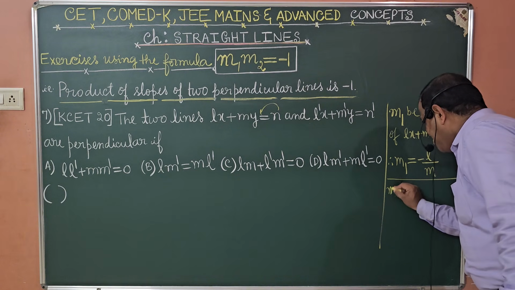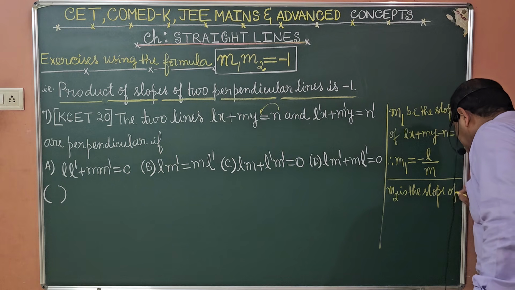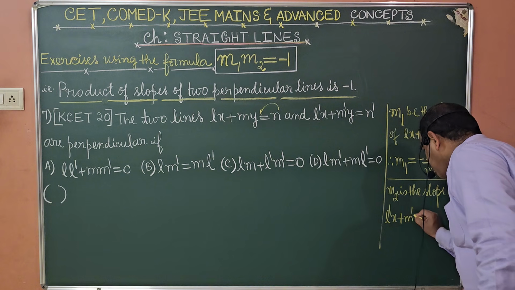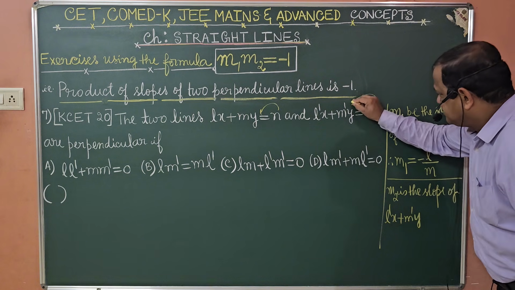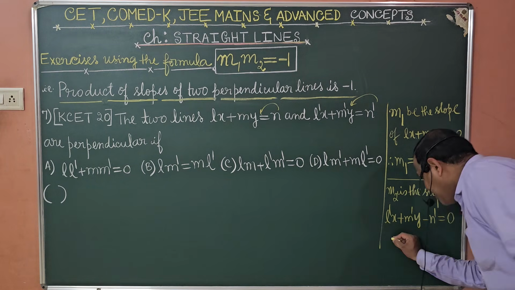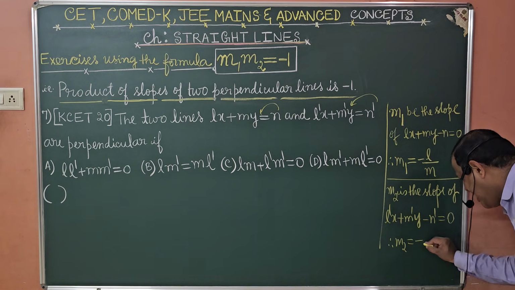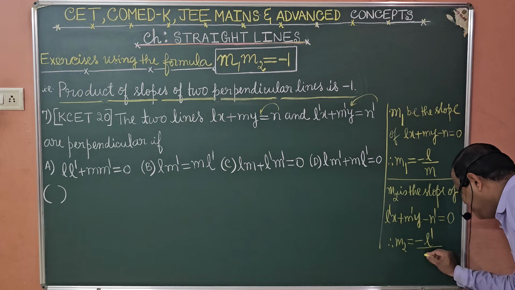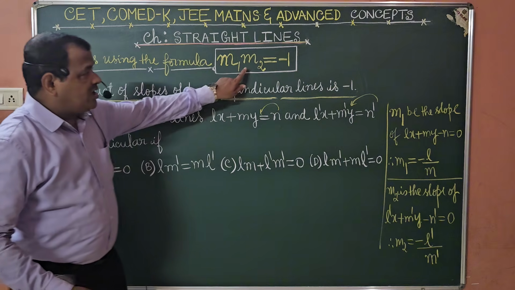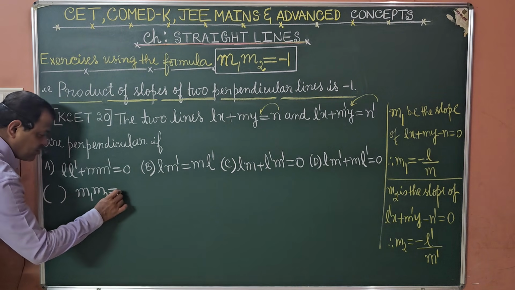Similarly, there is M2, which is the slope of the second given line. Second line is L'x plus M'y minus N'. Actually, no need of transposing to find the slope, the constant term, but let it be. Therefore, M2 is equal to, here also, minus coefficient of x, L', divided by coefficient of y, M'. Then I am using the result over here: the two lines are perpendicular if the product of their slopes is minus 1. So I have the result M1 into M2 is equal to minus 1.